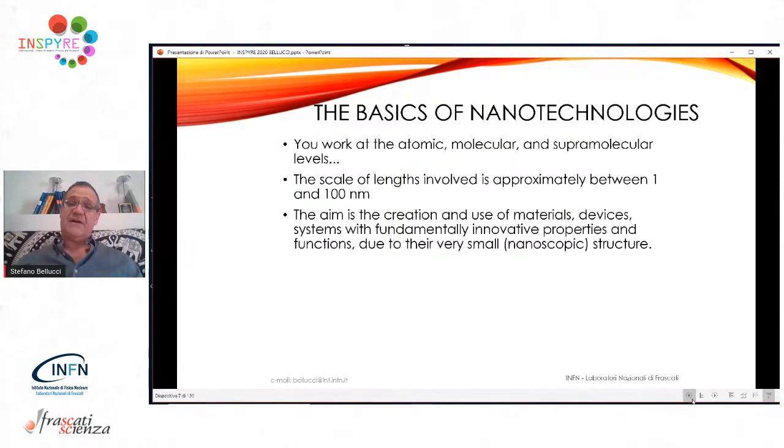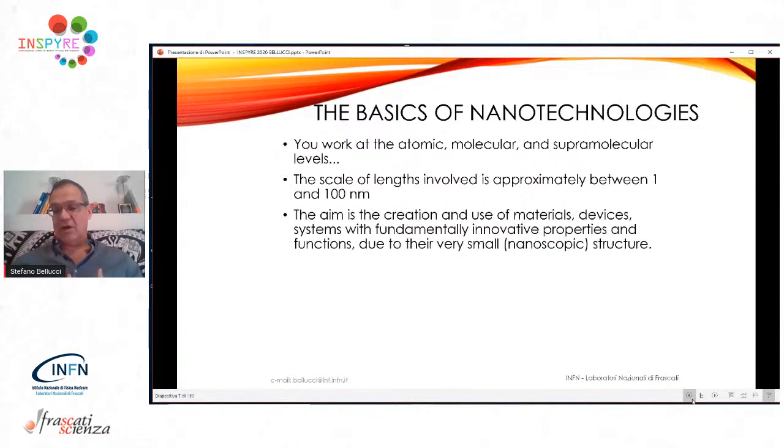First of all, as I said, you work at a very, very small level, very near the atomic level, and the scale of the lengths ranges between 1 and 100 nanometers. We're going to see immediately in more concrete terms what that means. But let me stress that the aim of the nanotechnology application is not only to achieve very small devices, very small meaning a scale of length between 1 and 100 nanometers, but to achieve the realization of a device where having such a small structure, at least in one of the three space dimensions, yields fundamentally innovative properties.